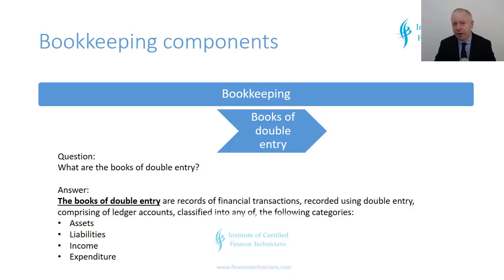And each item can fall into one of those 4 categories: assets, liabilities, income, and expenditure. And we'll also need to have very detailed definitions of what these represent, because that is the absolute fundamentals upon which a financial record system is based.